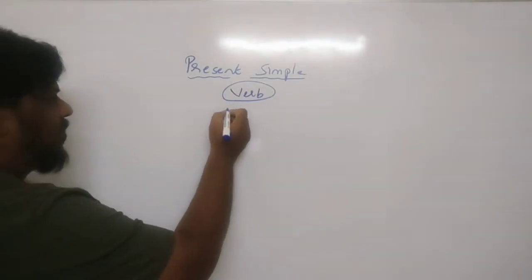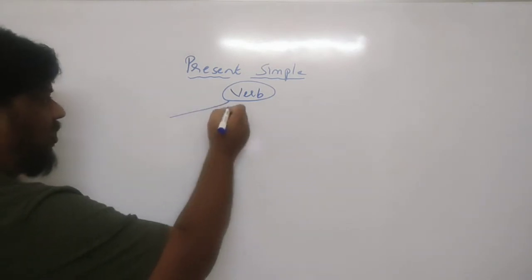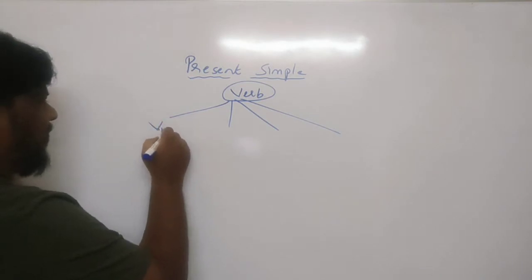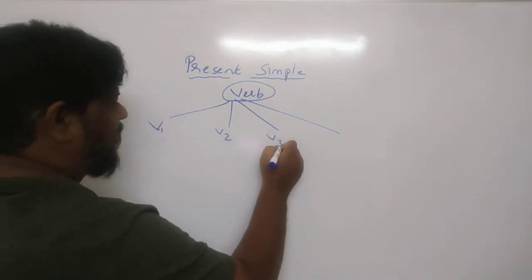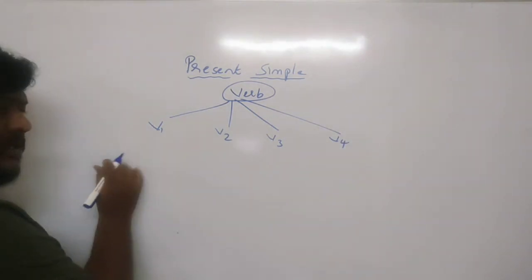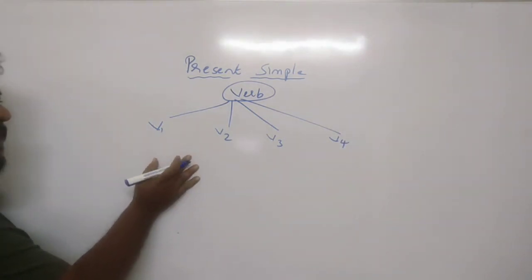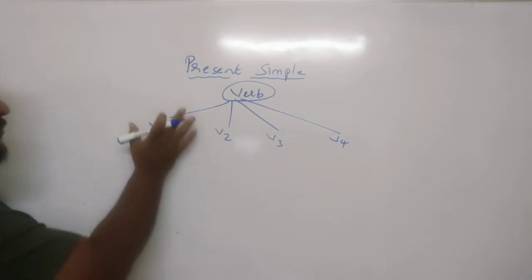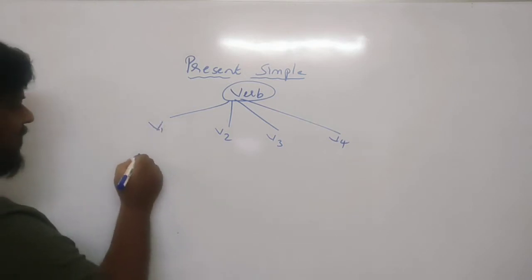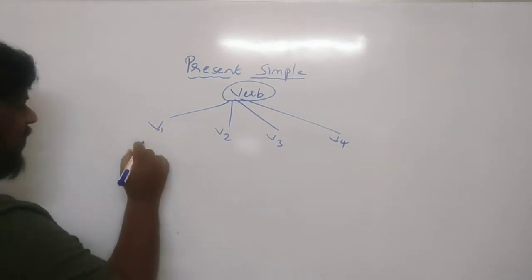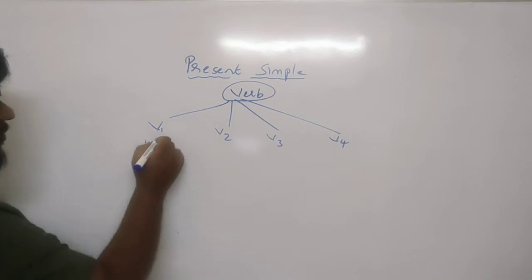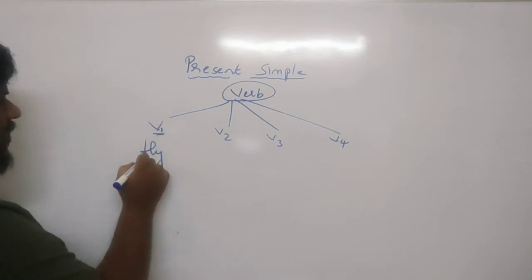Now when you come to the verbs, we have already learned that you can make them into four divisions. You can take them as V1, V2, V3 and V4. Write this table in your books so that it will be very easy for you to understand. V1, for example, I am taking a word, let me take fly. V1, that is the verb first form, is fly.